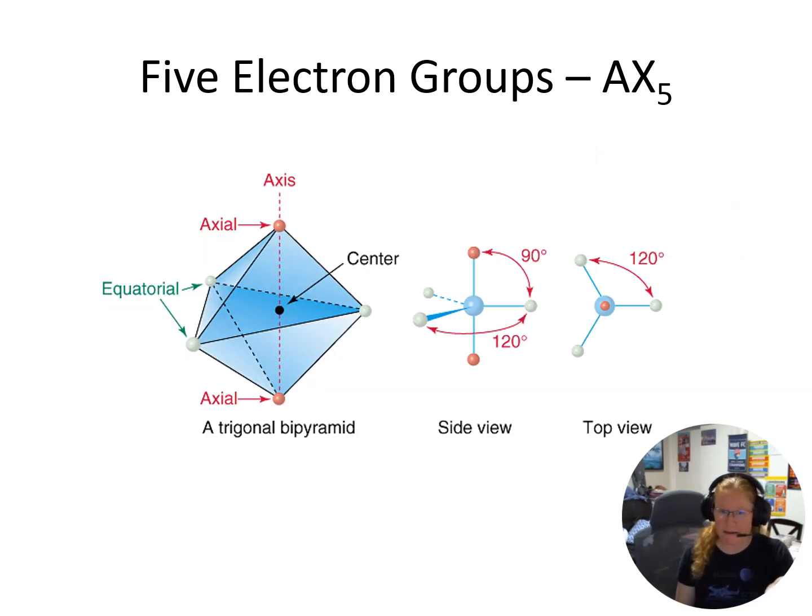There's that trigonal bipyramid with the 2 pyramids that are stacked on top of each other, and our equatorial and our axial. So again, looking at this, there's that side view, and then here is that top view.